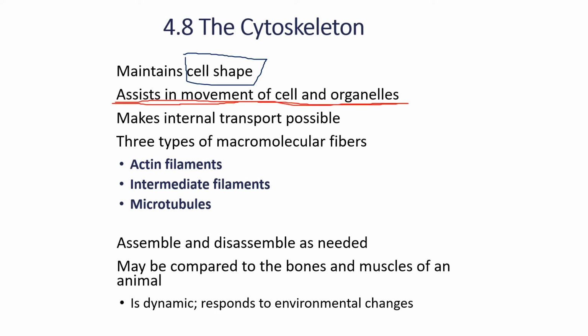Now, besides that, the cytoskeleton helps with intracellular transport, so stuff moving around inside the cell. So in that way, it's kind of like the cardiovascular system of the body. But it's also important for cell movement. So your white blood cells move sort of by crawling, and that pseudopod movement is regulated by the cytoskeleton. Lastly, the cytoskeleton is used for cell division.